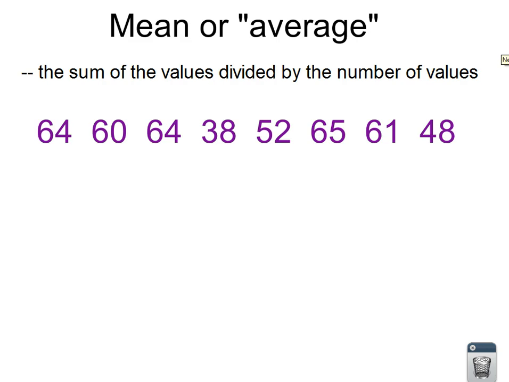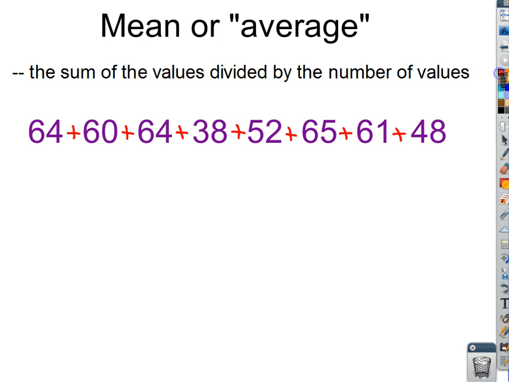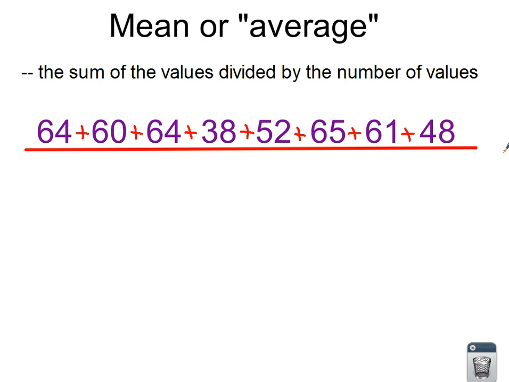All right, so the mean or the average is the sum of the values divided by the number of the values. To find the mean or the average, basically we are going to add all of the inputs together, and then divide that total by the number of inputs. We said there were 8. Let's double check: 1, 2, 3, 4, 5, 6, 7, 8.